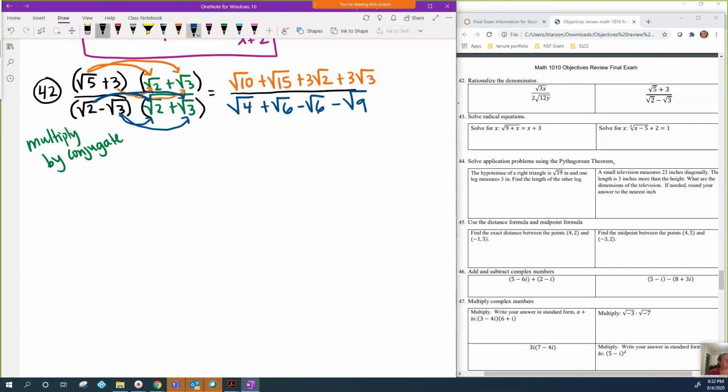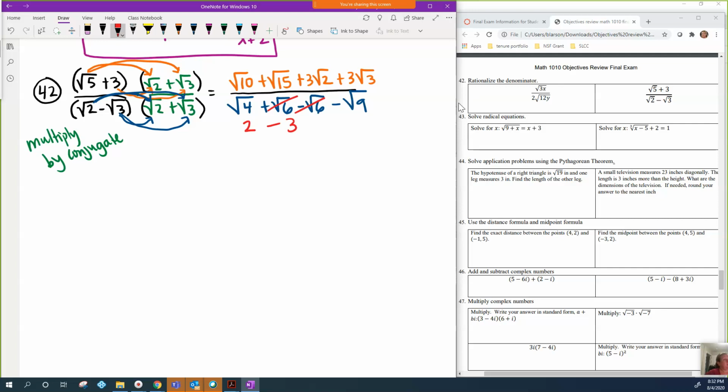And now I just need to simplify the things I can. You can see on the bottom that square root of 6 minus square root of 6 are just going to cancel out. And I can also see the square root of 4 is 2, and the square root of 9 is 3. So I really have on the bottom there 2 minus 3, right? Which is just going to be a negative 1.